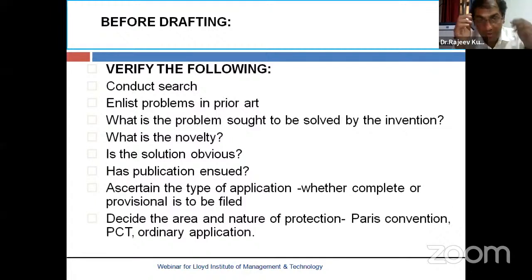So there is always a benefit of filing a provisional patent application, because you get a priority date. Right? So the moment you have conceived the invention, you should always try to file a provisional patent application.